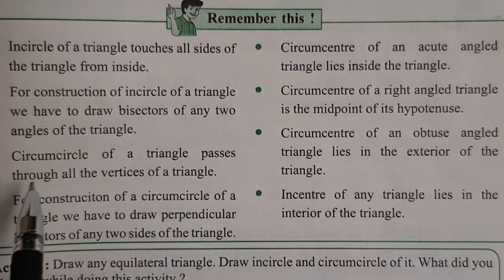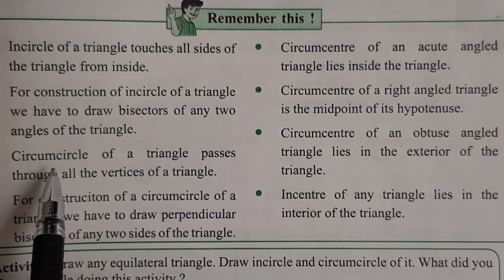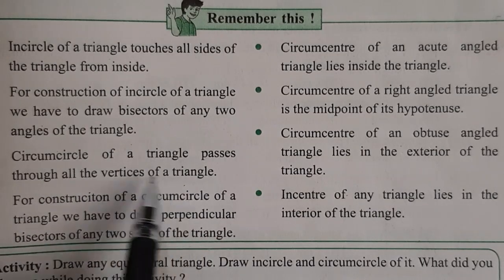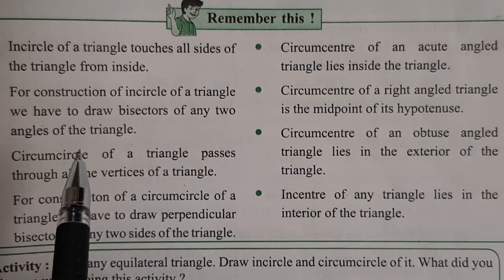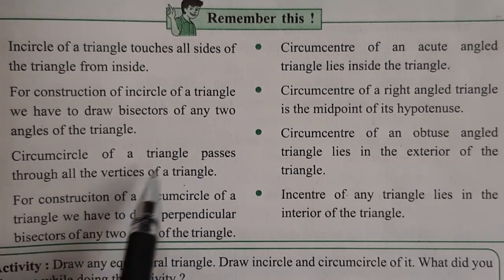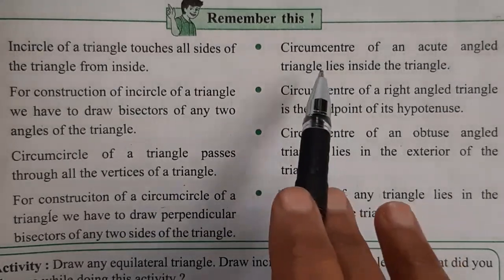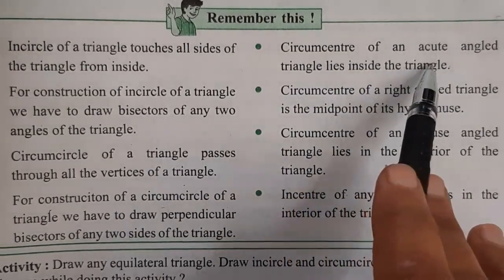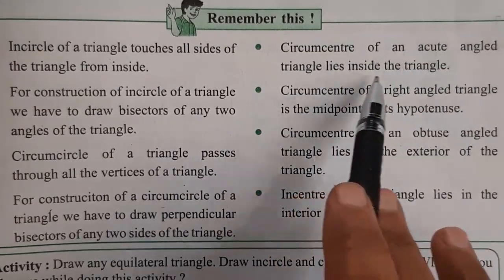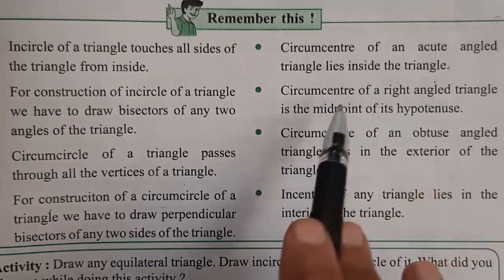Third point, circumcircle of a triangle passes through all the vertices of the triangle. Circumcircle means the circle touches the triangle from outside, or it passes through the vertices of the triangle. For construction of the circumcircle of a triangle, we have to draw the perpendicular bisector of any two sides of the triangle. Next point, the circumcircle of an acute angle triangle lies inside the triangle.